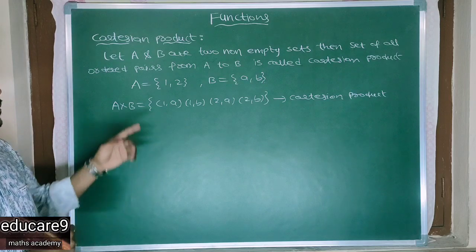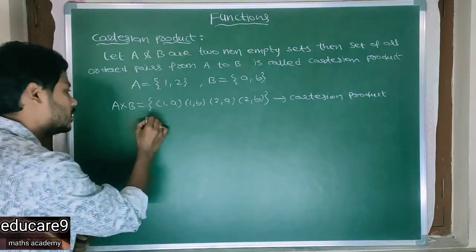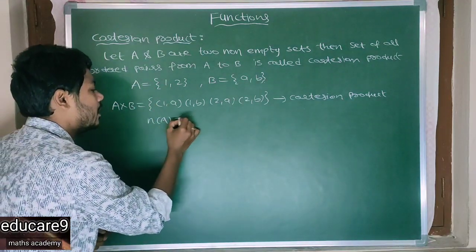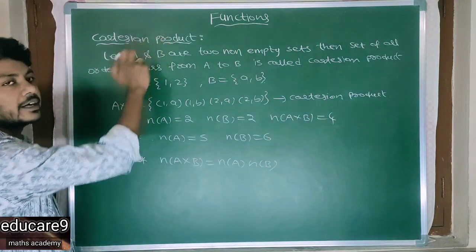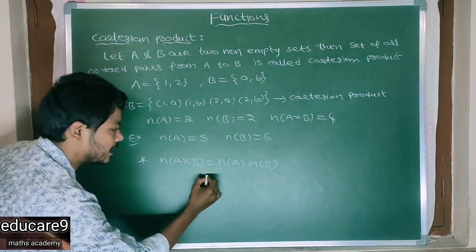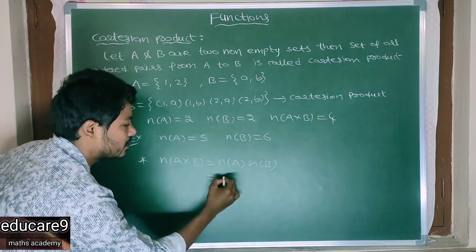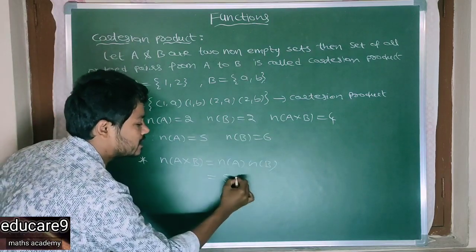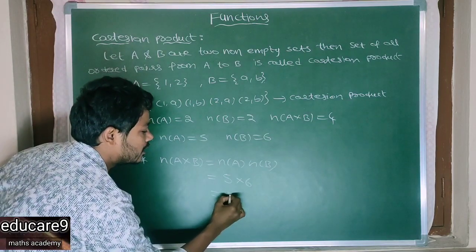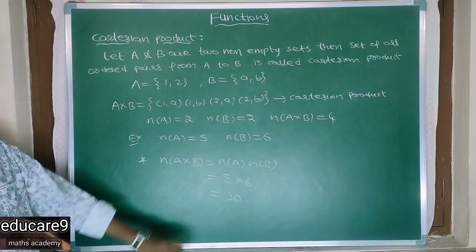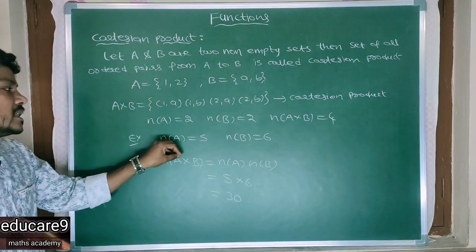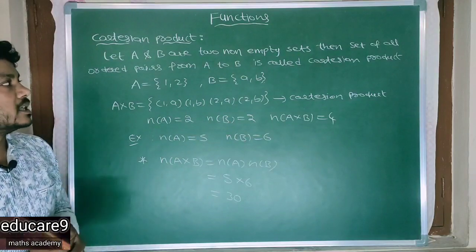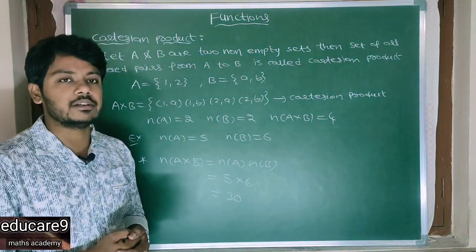See here, the number of elements in A is 2. Now the number of ordered pairs in a Cartesian product: clearly the number of elements in A is 5 and the number of elements in B is 6. So a total of 30 ordered pairs are possible from set A to set B. This is the Cartesian product definition.